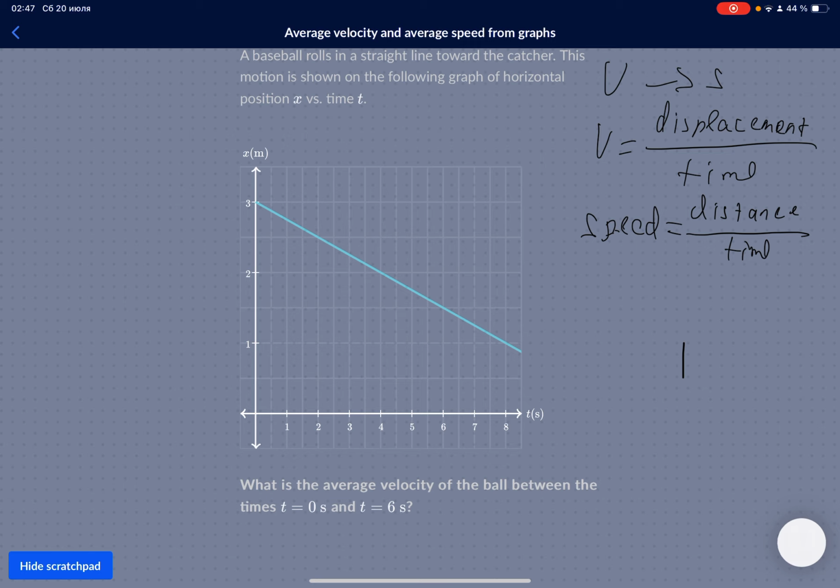So the question here is that a baseball rolls in a straight line toward the catcher. This motion is shown in the following graph of horizontal position x versus time. They're asking for a velocity, right? What is the average velocity of the ball between 0 and 6? So the time here is 0 to 6, that would be 6.